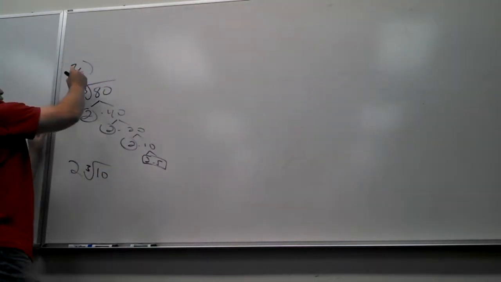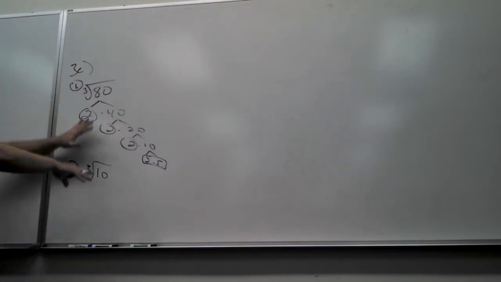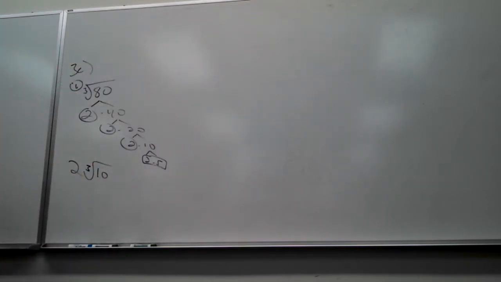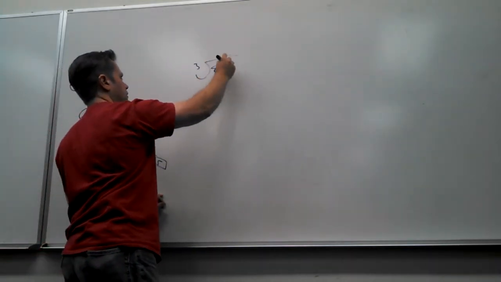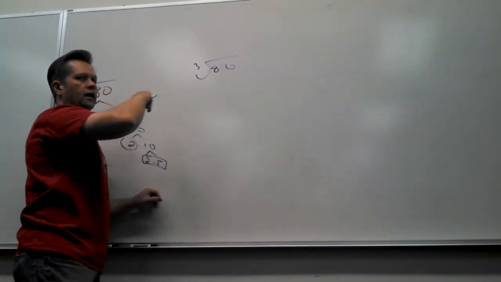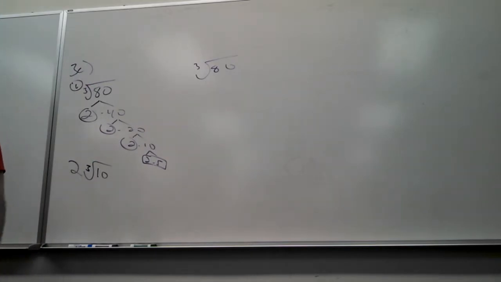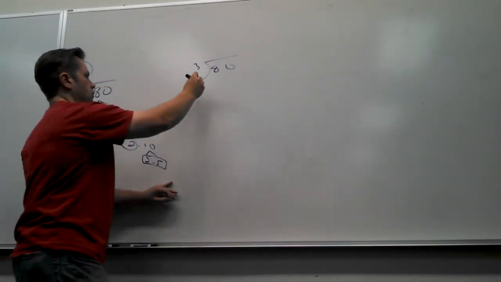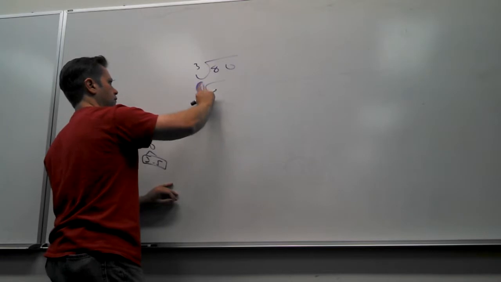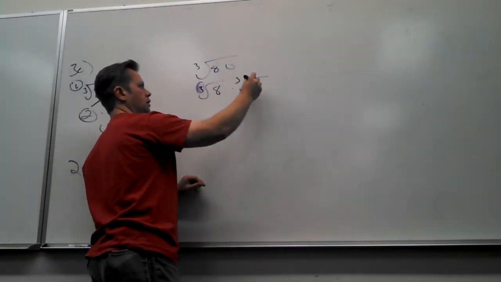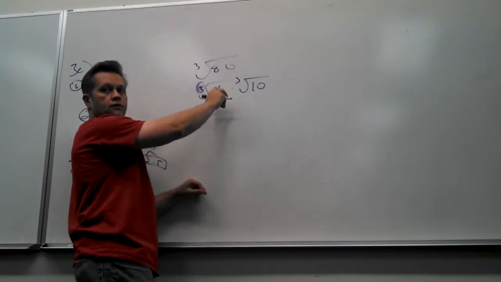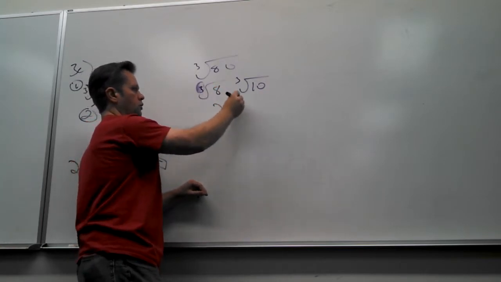The other way to do this, this is one way to do this. This is beautiful. If you do it this way, great. The other way to do it is a little more direct. What number goes into 80 that the cube root can actually do? 8. So this would be the cube root of 8 times the cube root of 10. Cube root of 8 is 2. Cube root of 10 is, I don't know.